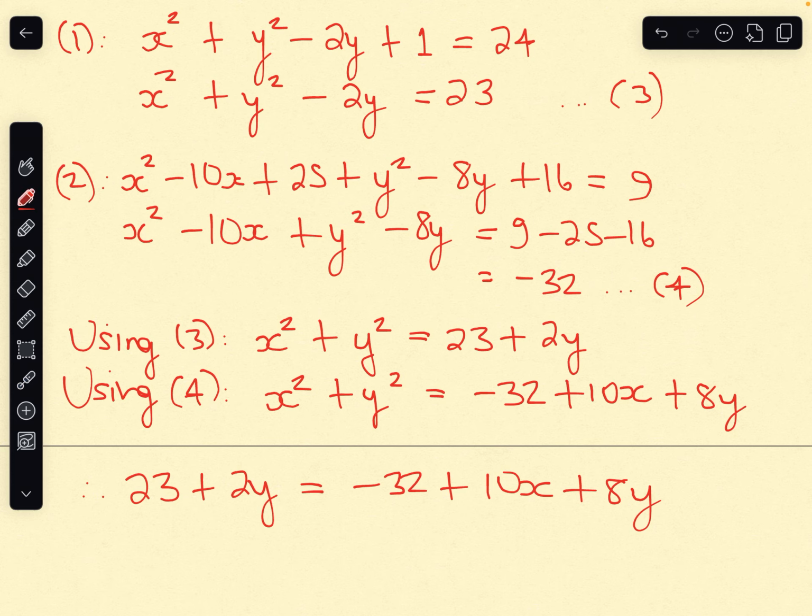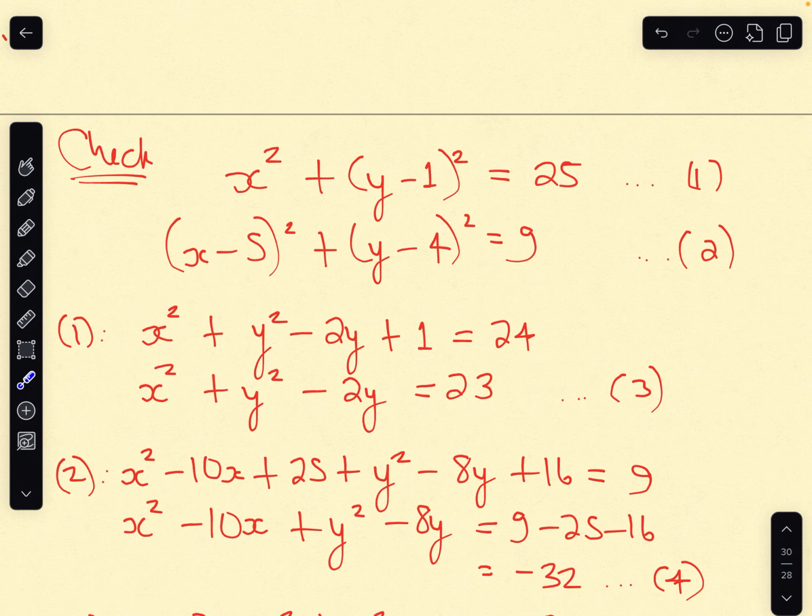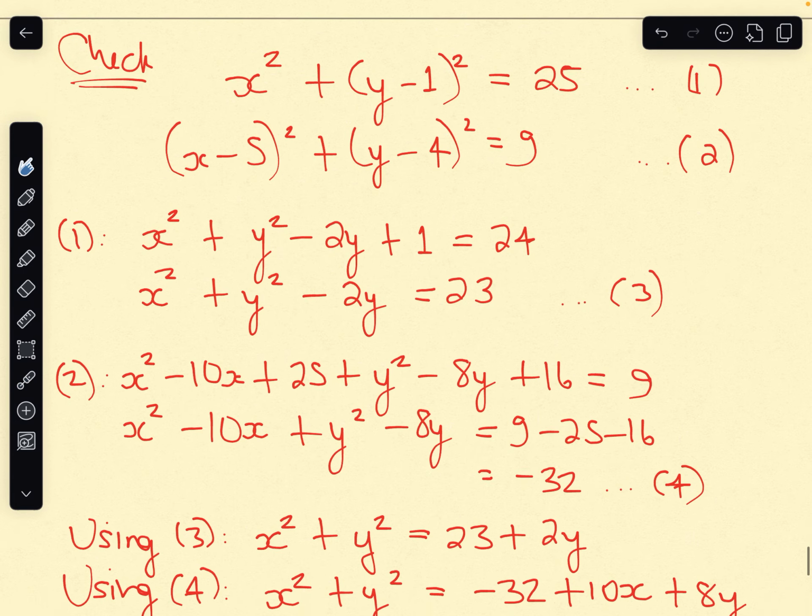And what I can then do is choose which variable I want to express in terms of the other. So do I want to express x in terms of y or y in terms of x? And once I have that expression, I can then put it back into one of the original equations, and then my equation will just be in terms of x or just in terms of y, and then I can solve. So that's the game plan.